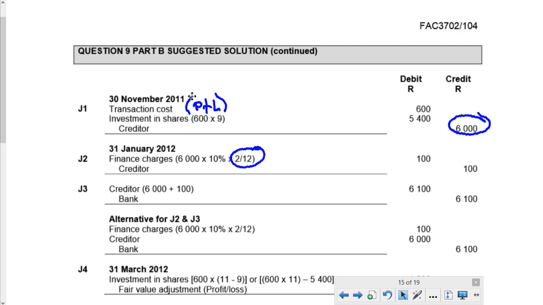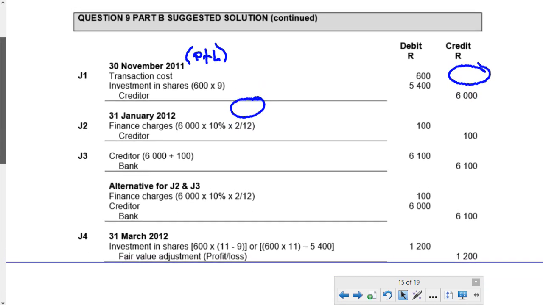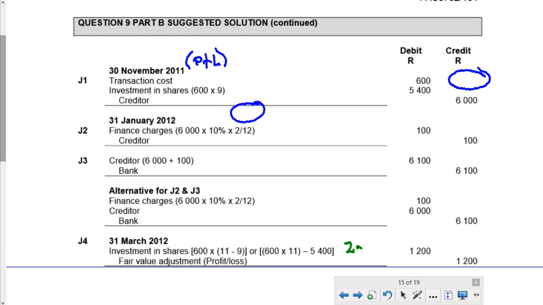Then at the 31st of March, our last journal, which is then to recognize the gain. The gain is 2 Rand a share, from 9 Rand to 11 Rand, times my 600 shares. 1,200 Rand. It's a gain. It goes to P&L. This time they call it a fair value adjustment. It doesn't really matter what you call it, as long as it is clear where it's going, and we increase the value of the investment. 10 marks. Easy marks. If you get this one, it's nice and easy. It's a very easy 10 marks. Done. Okay.